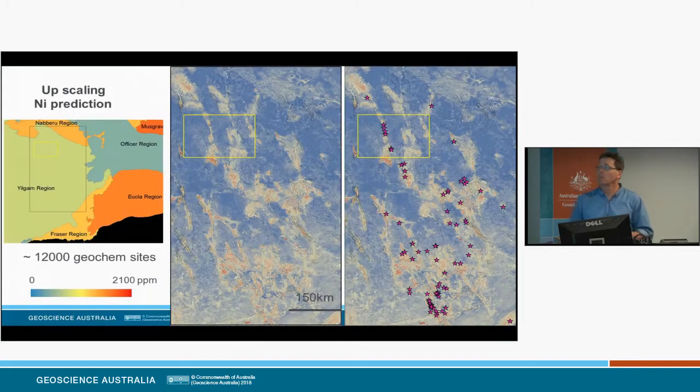But we can upscale. We can use more data. In this case, we've got 12,000 geochem sites, and we're modelling the distribution of nickel. That's a Samuel map sheet, and this is a much bigger area. I've made this map semi-transparent over the underlying magnetic intensity map. You can see these greenstone belts through here, and a quite strong correlation between the nickel deposits and the predicted nickel distribution from modelling.